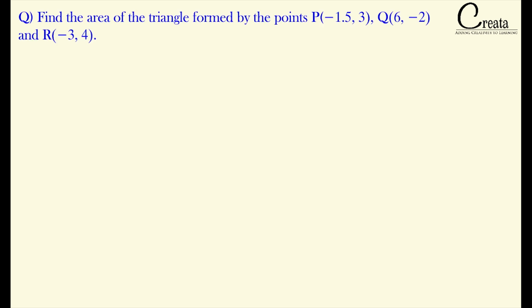Slightly a tricky question. The question is, find the area of the triangle formed by the points P (-1.5, 3), Q (6, -2) and R (-3, 4). Pause the video and try to solve this question.